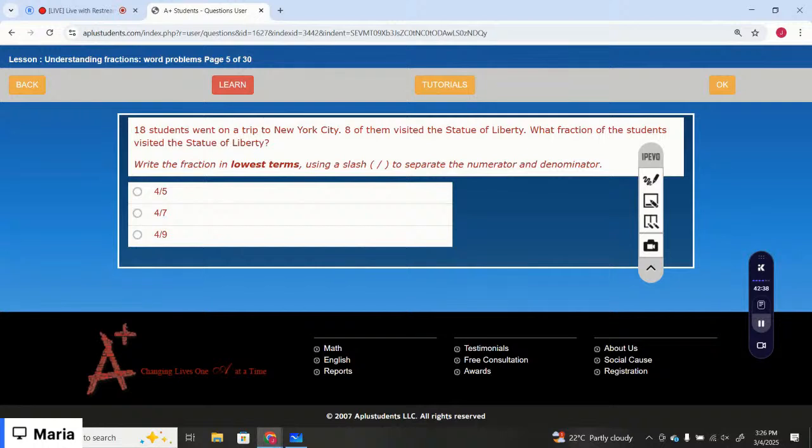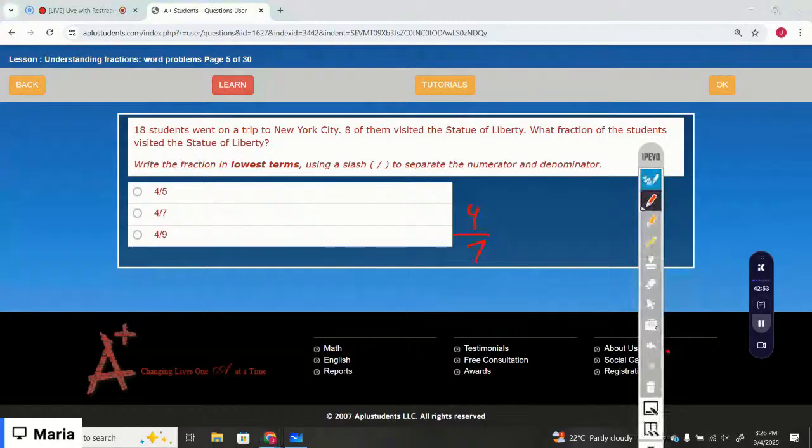18 students went on a trip to New York City. 8 of them visited the Statue of Liberty. What fraction of the students visited the Statue of Liberty? So the total students are 18, right? And 8 of them have visited the Statue of Liberty. So that is 8 out of 18, right?